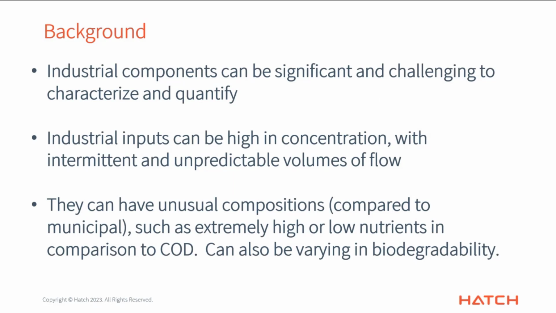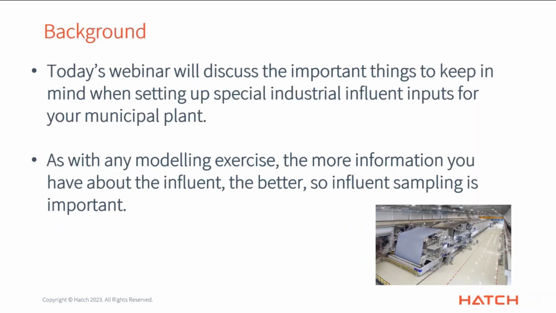These wastewater inputs from industries can often have unusual compositions compared to regular municipal wastewater, such as extremely high or low nutrients in comparison to the COD. A couple of the examples I'm going to show you today reflect a situation with a high COD with low nutrients in it. They also can be of varying biodegradability. There are lots of projects that I've worked on where we've made assumptions about the biodegradable nature of the particular food waste coming, and sometimes we were right and sometimes not.